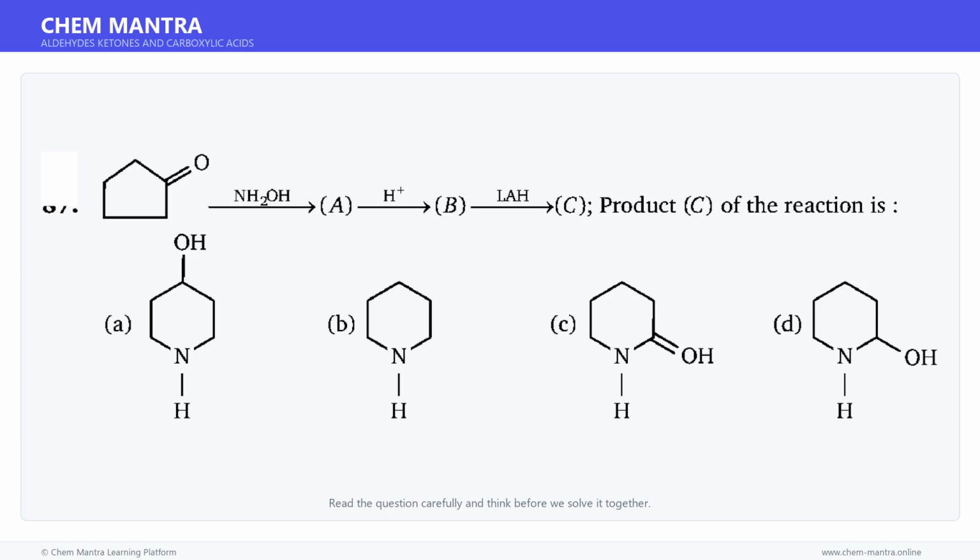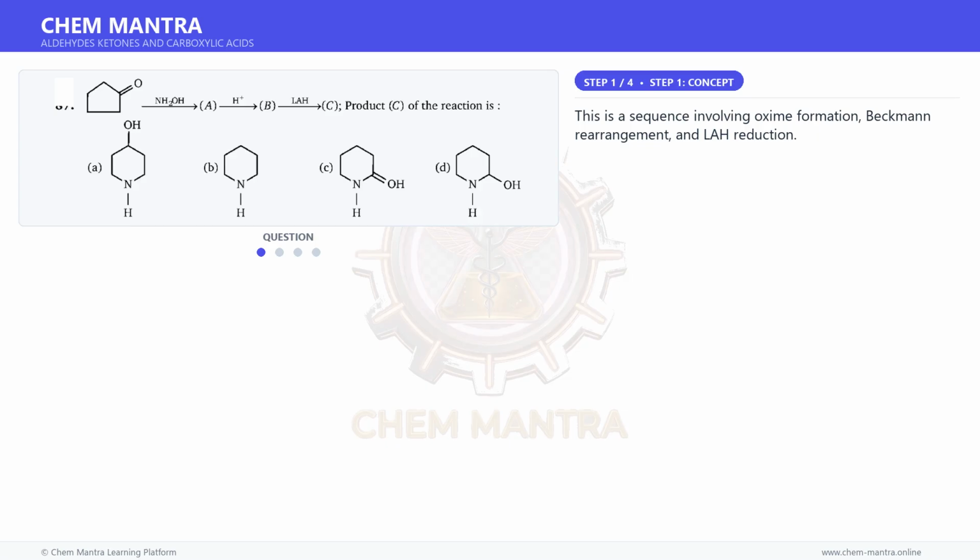Here is a question. Read it carefully and think about the answer. Let us solve it step by step. Let us first understand the key concept here. This is a sequence involving oxime formation, Beckmann rearrangement, and LAH reduction. Moving on to the next step.